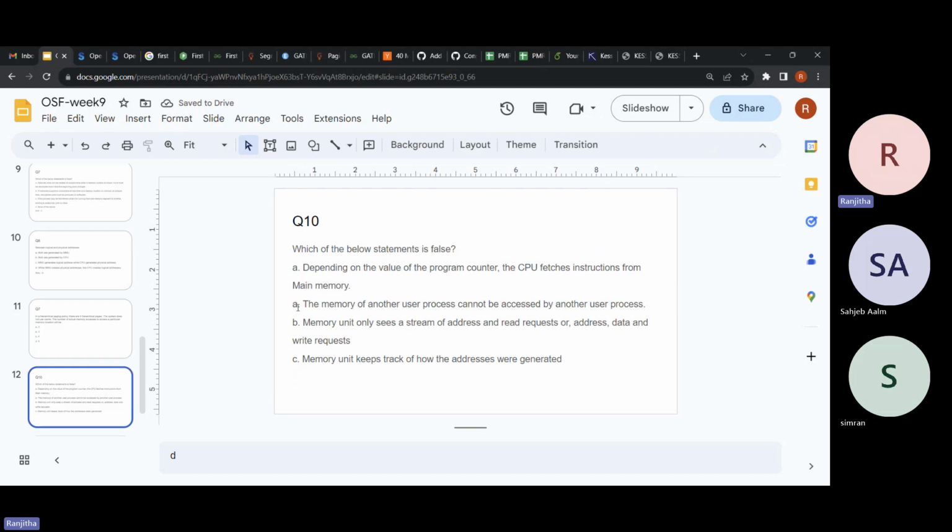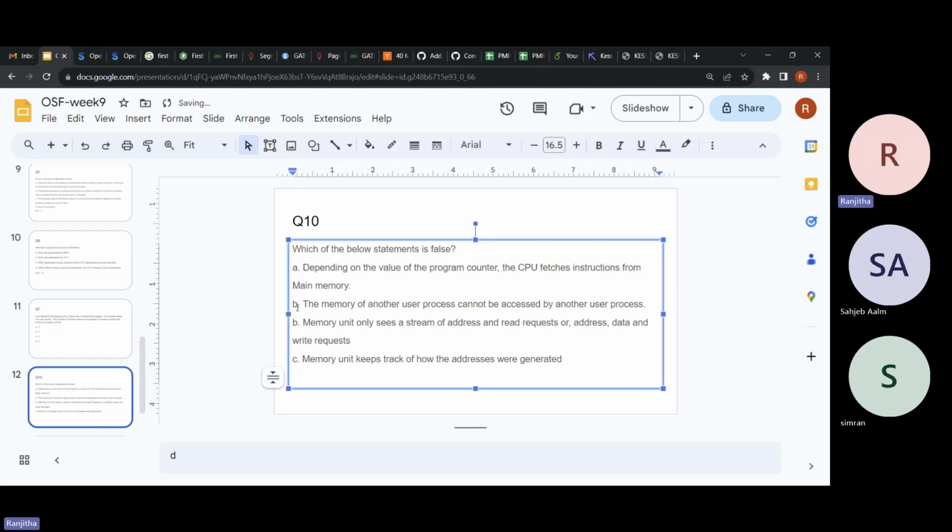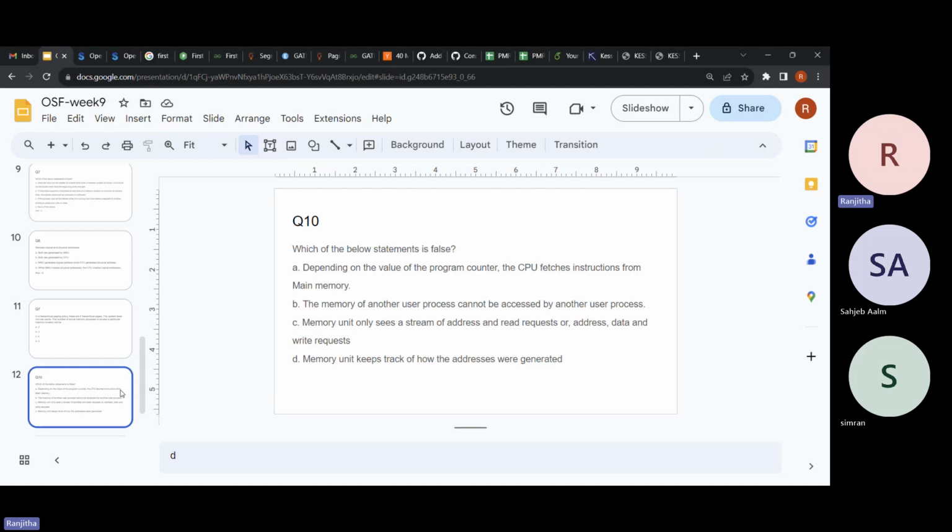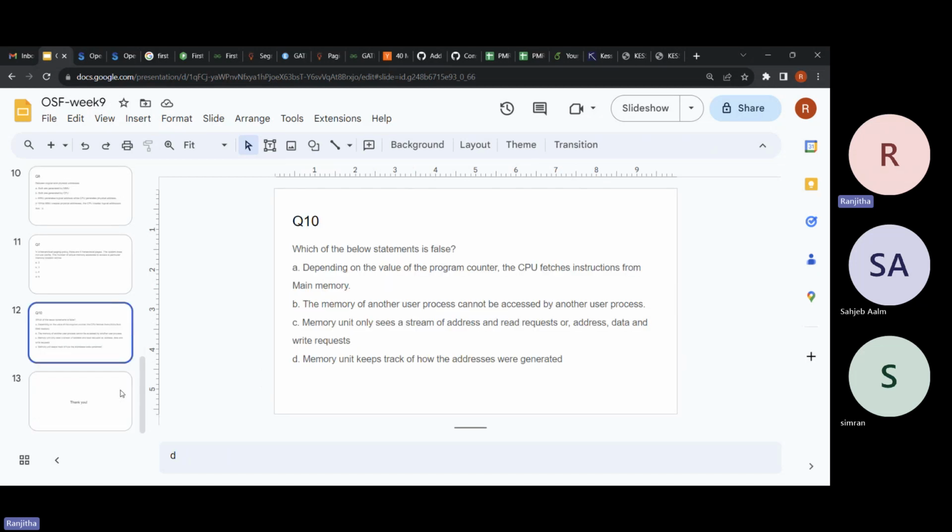Yeah, so this is also true. Now, the memory unit only sees a stream of address and read requests, or address, data and write requests. Yes, that is also true. The memory unit keeps track of how addresses were generated. No, the memory unit does not keep track of how the addresses were generated. So the statement is false. The statement that it keeps track of how the address is generated is the false statement here. Okay, and with this, we complete the previous year questions also.